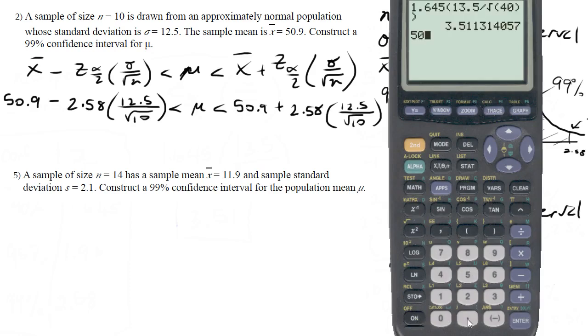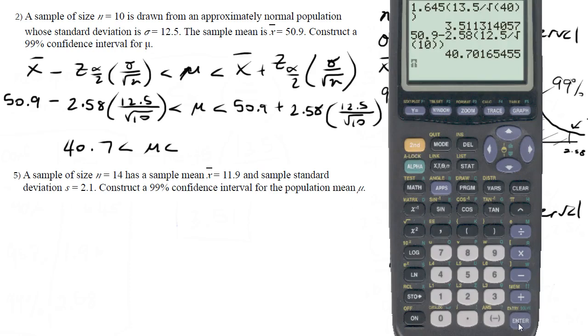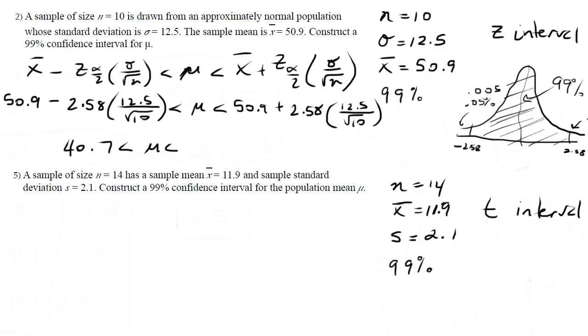So 50.9 minus 2.58 times 12.5 divided by square root of 10. That's the left side, 40.7. And then on the right side, I'm just going to hit second enter to re-enter that, and then just change to plus. So 61 point, let's say 1. Yeah, 61.1.